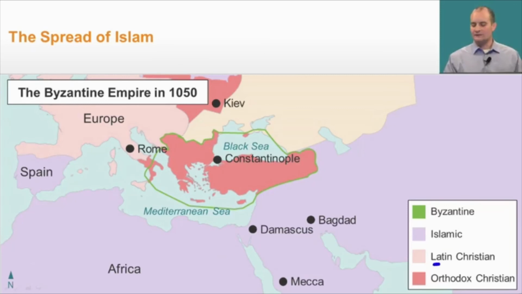But you can also see the Latin Christian, or the Roman Catholic Church, which is based in Rome, in most of Europe here. The big takeaway here is that the Byzantine Empire did not just fall. There were a series of events that took place that preceded the fall and gradually pushed the Byzantine Empire toward its decline and eventual fall.